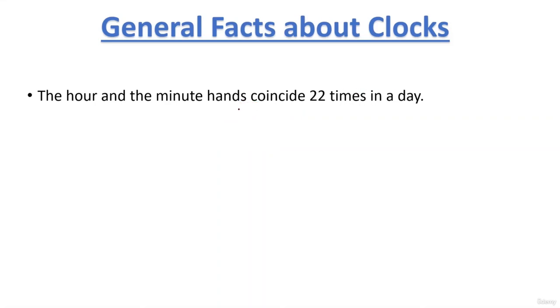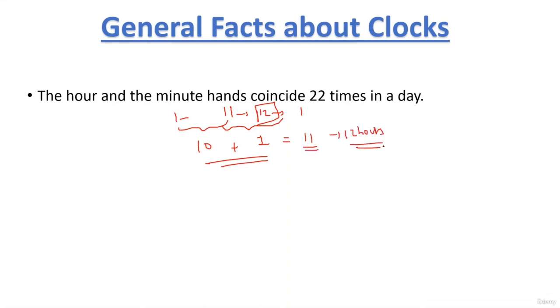Okay. The problem happens exactly between 11 and 12, right? Because between 11 and 12 and between 12 and 1, the hands will meet only once, that is at 12 o'clock, right? So between 1 to 11, there are exactly 10 times where the hands will meet. Okay, 11 to 1 exactly one time. So 10 plus 1, exactly 11 times in 12 hours, right? So exactly 11 times in 12 hours, the two hands will coincide.